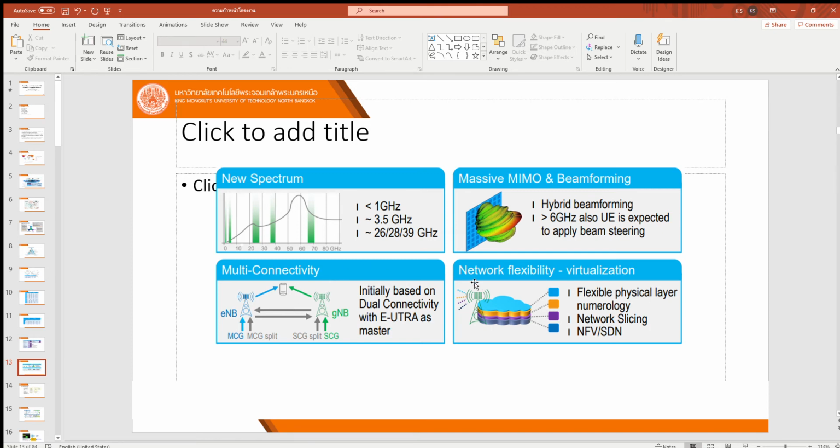And the new thing for 5G compared to 4G LTE is network flexibility. Network flexibility is about network slicing.